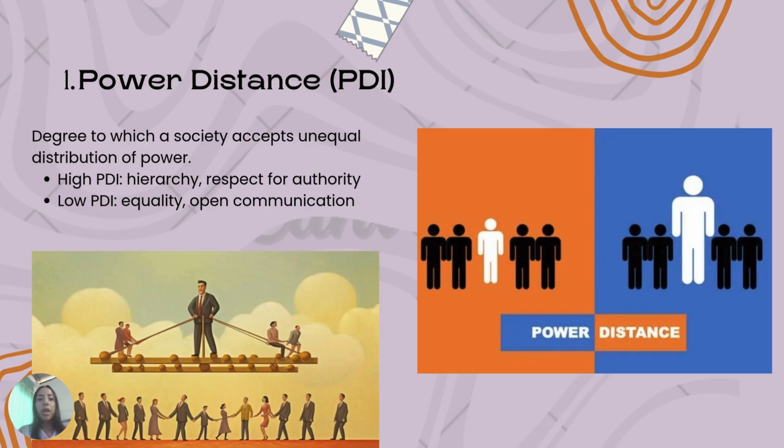Number one, power distance. It refers to how comfortable people are with inequality. In high power distance cultures, teachers, managers, and elders are rarely questioned. In low power distance cultures, communication is more open, and an individual feels free to express disagreement.